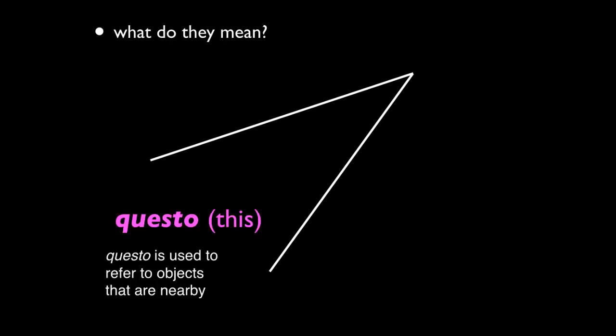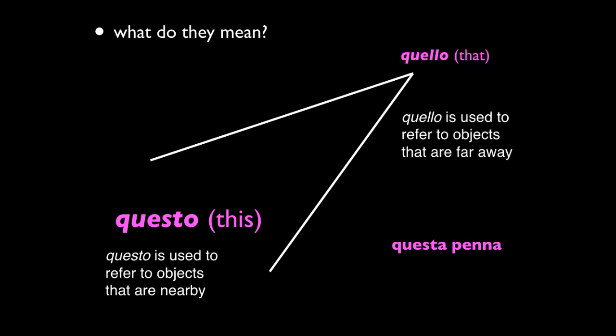I just told you that questo means this. It is used to refer to objects that are nearby, like questa penna would be a pen that's sitting close to you. Quello is that, and it's used to refer to objects that are far away. Quella penna would be an example, that pen. So it could be a pen that's on the other side of the room. It could also be a pen that's kind of nearby, but with respect to another pen, it's like not this one, but it's that one. It's a little bit further away.